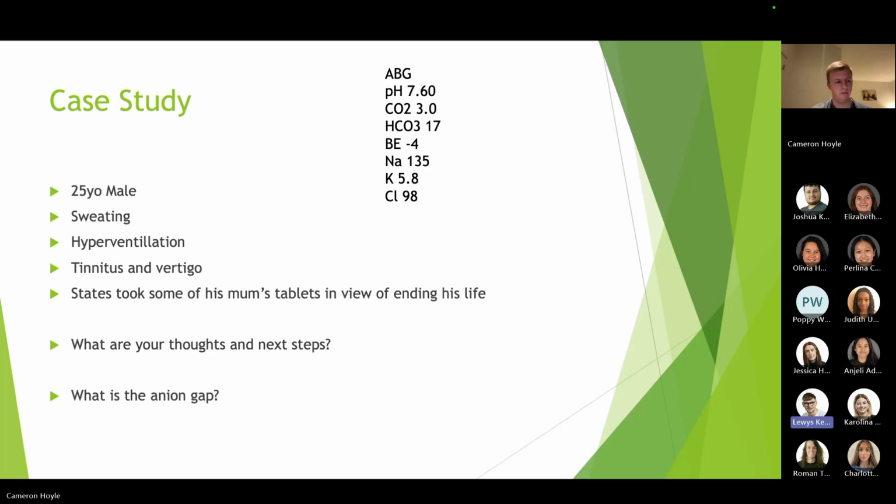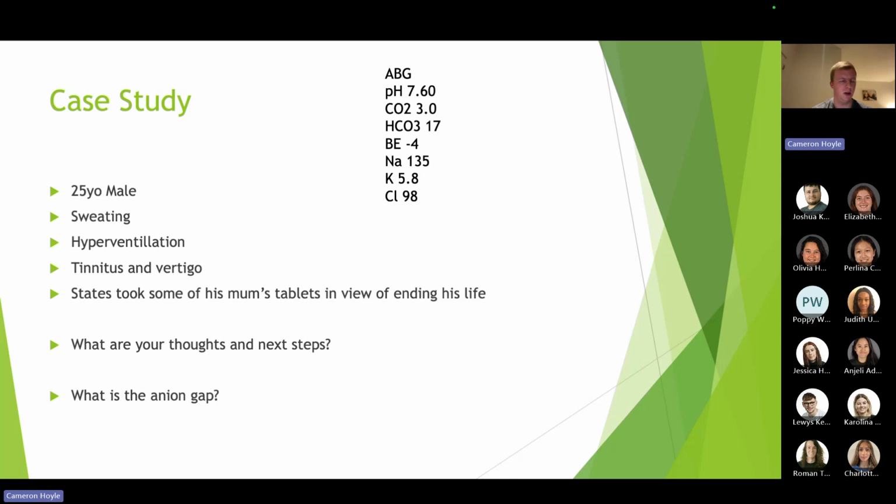Is it aspirin overdose? I just know that tinnitus and hyperventilation are symptoms of it. That's all I can go off. Yeah, no, they absolutely are. You're correct. It is aspirin overdose. Tinnitus and vertigo is the classic one you'll see in exams and that sort of stuff. So you are correct. What about the ABG?